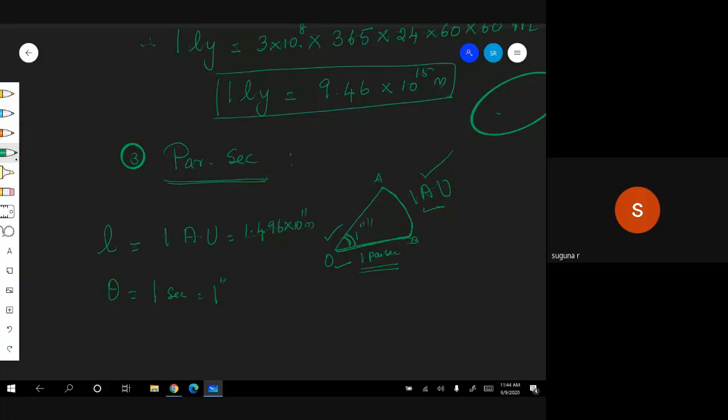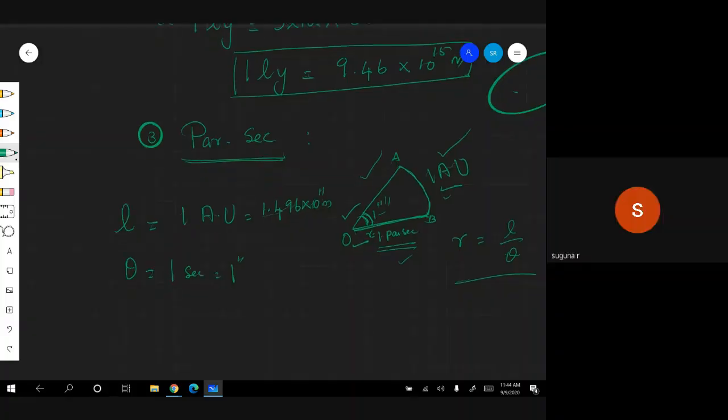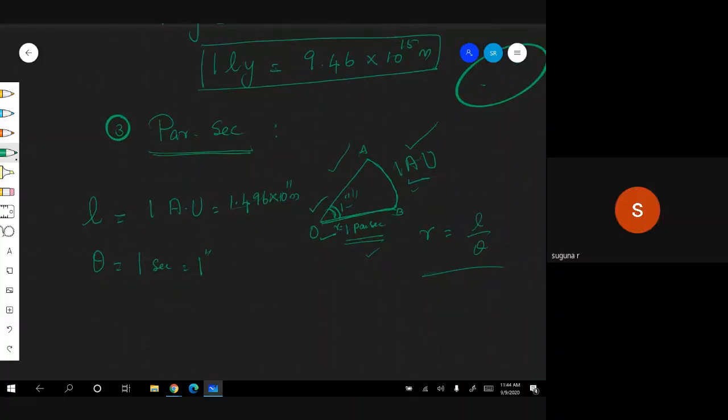Okay, see, our job is to find out what is a parsec. Parsec is nothing but the radius of the circle. Therefore, how to find out the radius of the circle from here? R is equal to, can you give me from this? What is R? Angle is known, arc length is known. R is equal to L by theta.